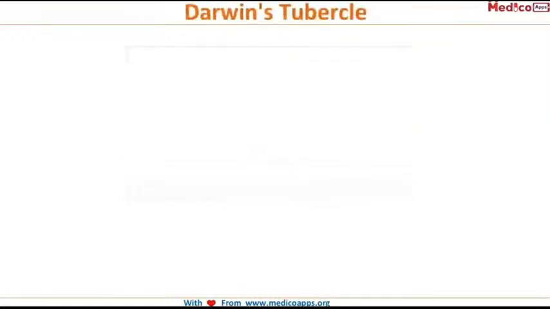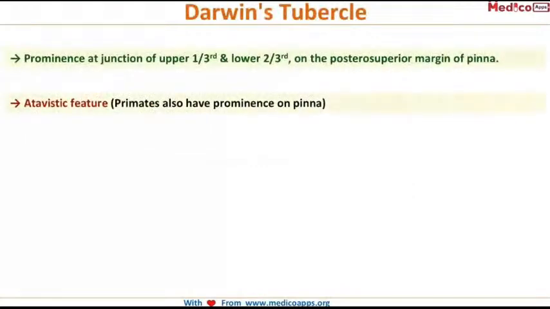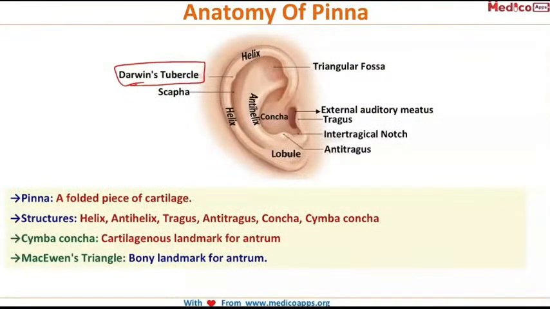Now let's look at the next structure, that is Darwin's tubercle. It is a prominence at the junction of upper 1/3 and lower 2/3 on the posterior superior margin of the pinna. Okay. Now it is an atavistic feature, that is, it is a feature that is similar to the primates and it is also present in primates as well. Now let's look at the image of Darwin's tubercle. So you can see here Darwin's tubercle, this one over here. This is the prominence that is present at the junction of upper 1/3 and lower 2/3.